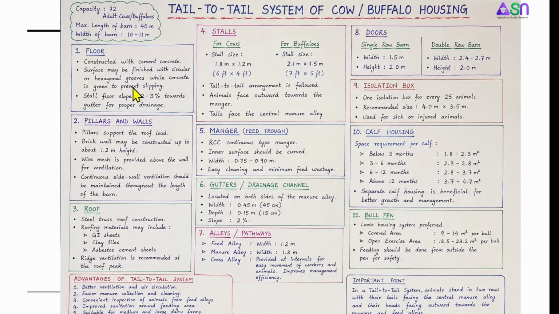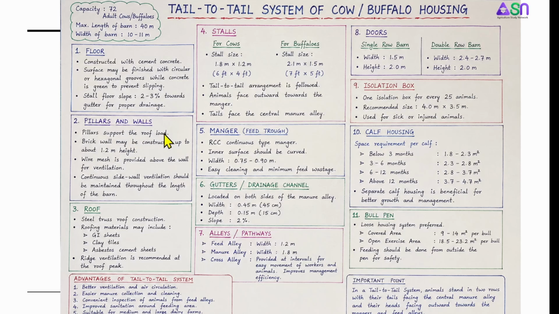The stall floor should have a slope of 2 to 3% towards the gutter or drain to ensure proper drainage of urine and waste water. And we need to have good solid waste management too. The pillars and walls provide structural support to the roof.